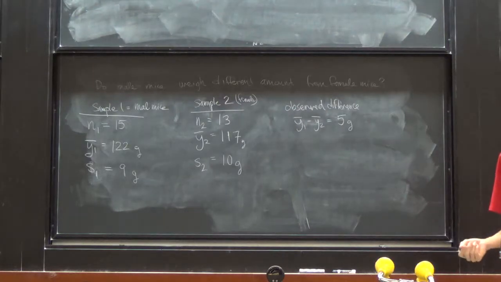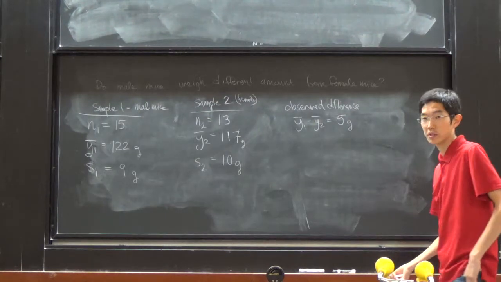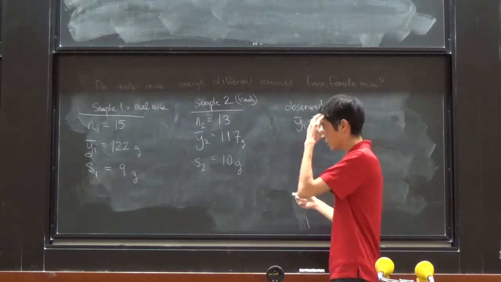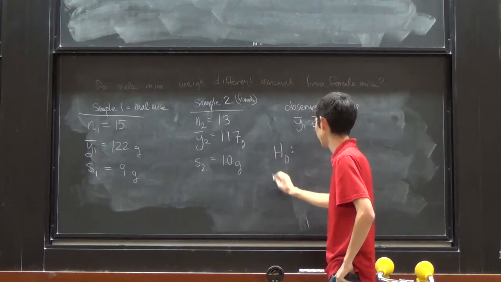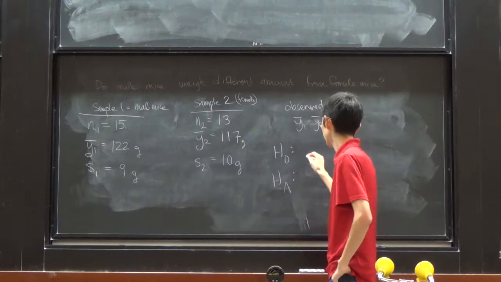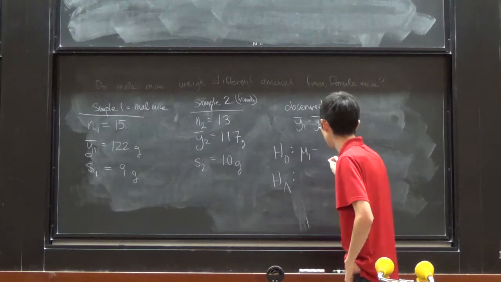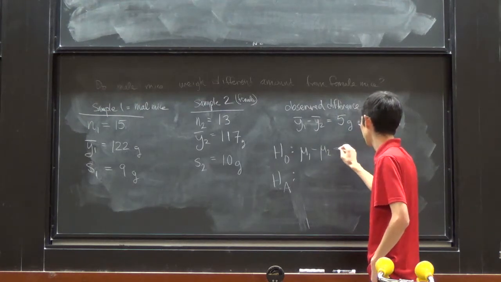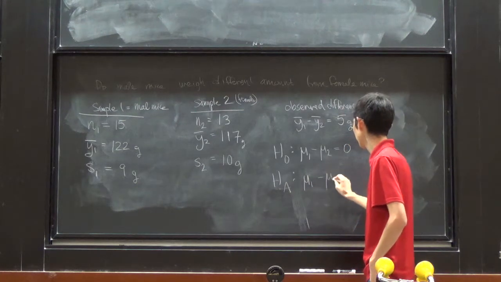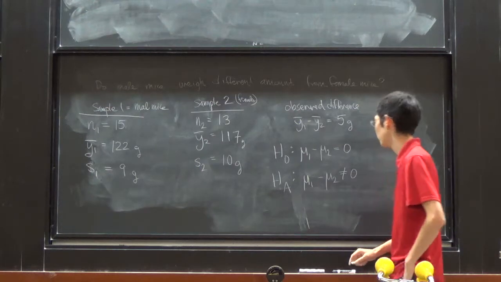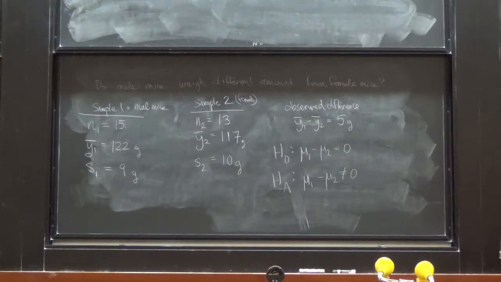We want to know, is this difference of 5 grams statistically significant or not? Okay. So we will set up our null and our alternative hypotheses. The null hypothesis states that the two groups of mice have the same mean, or that there's no difference between the means. And the alternative says that there is a non-zero difference between the means of group 1 and group 2.